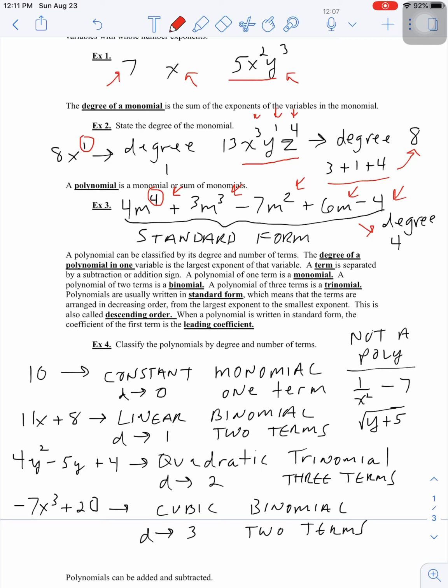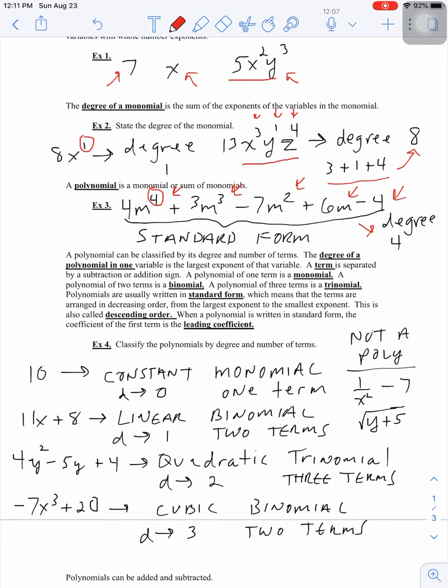The degree of a polynomial in one variable is the largest exponent of that variable, which we just talked about in example 3. A term is separated by a subtraction or addition sign. So that's what I made kind of a comparison to a train, how you have different parts of a train and they're all put together. Well, a polynomial is just a whole bunch of monomials put together with plus and minus signs.